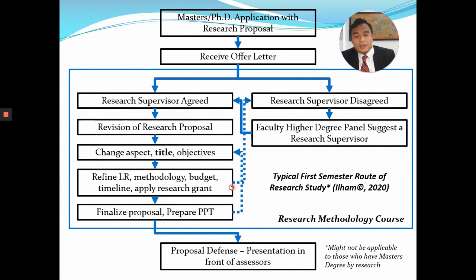And even in this process, if you need to go back, sometimes you have to change the title again and the objective again. It's an ongoing process throughout the first semester while you are taking the research methodology course. Most universities will require you to undergo a research methodology course in the first semester of your master's and PhD by research. And at the end of the first semester, after you have finished the research methodology course, then you go to the proposal defense, where you have to do a presentation in front of a panel of assessors.